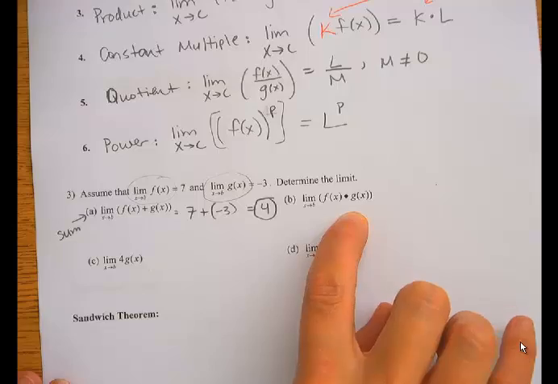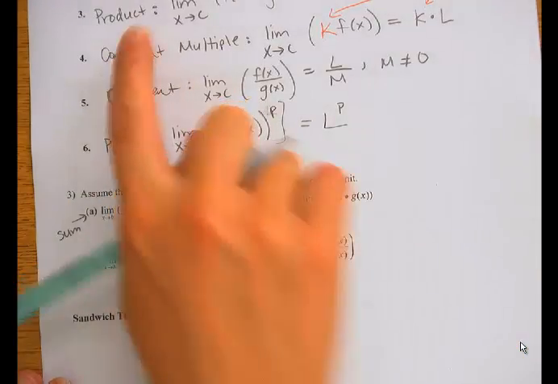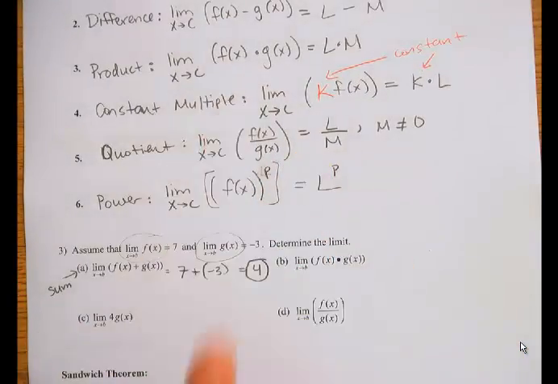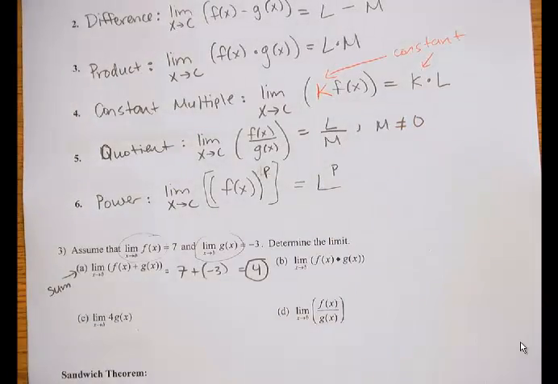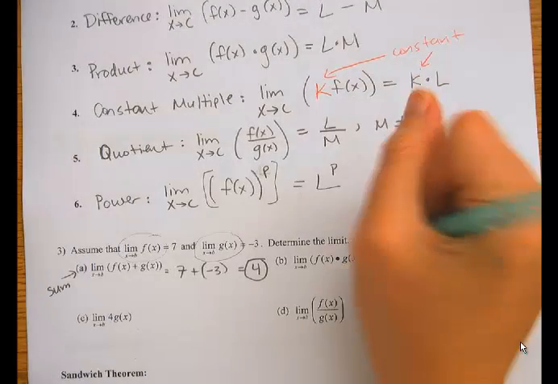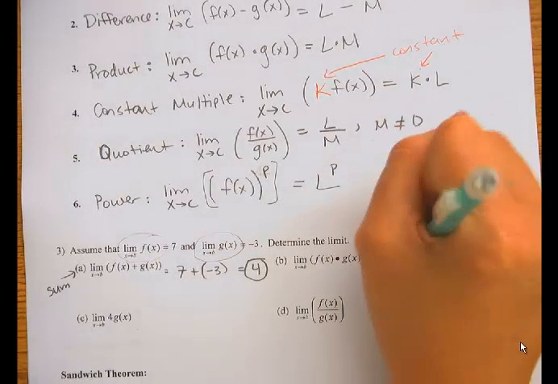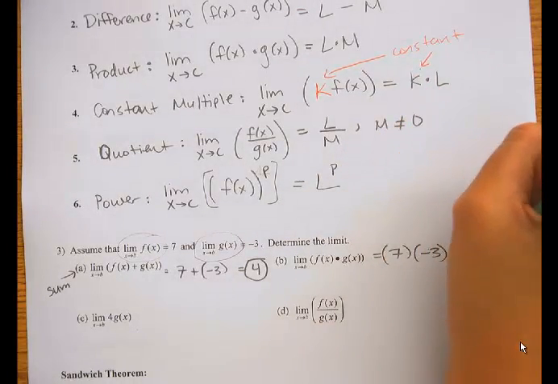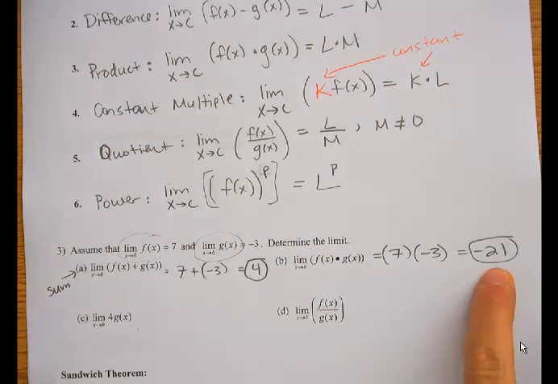Here, this is testing to see if I know the product rule, right up here, which is basically saying that I can find these limits separately and multiply them. So the limit of the product is equal to the product of the limits. So negative 21 would be that limit right there.